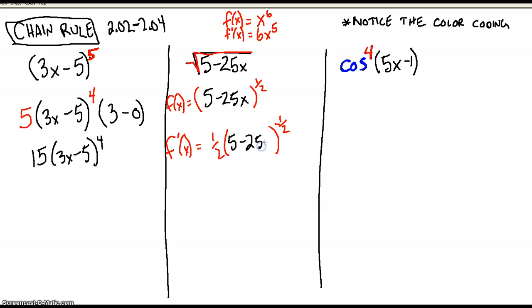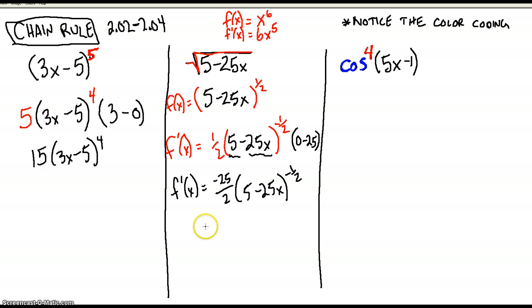And what's the derivative of the inside? Well, the derivative of the inside is 0 minus 25. 0 because the derivative of 5 is 0, and the derivative of 25x is 25, but I got a minus sign there. So f prime of x equals negative 25 halves outside of 5 minus 25x to the negative 1/2.